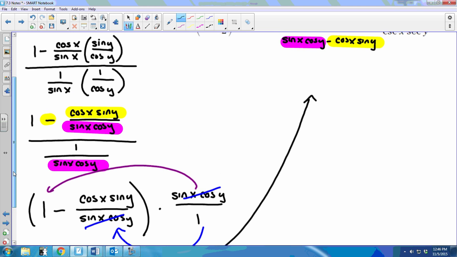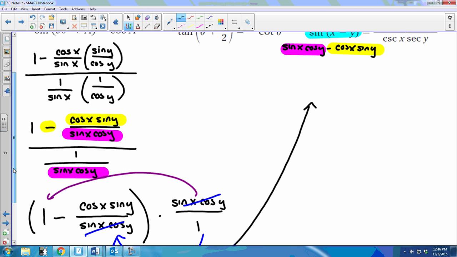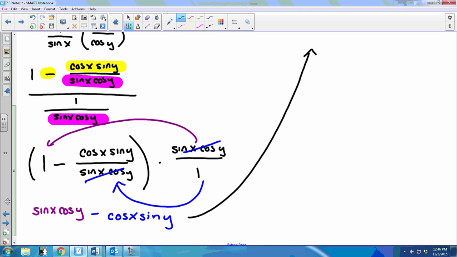What we're supposed to get to. Yeah. Question?